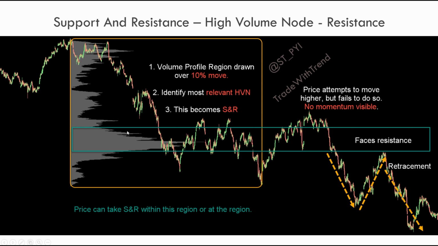But look what happens. Because there is so much volume distribution that has happened, price tries to break out, but it again fails. And then finally it breaks this level and moves down. Again, remember, I've not chosen one particular level as resistance or support. What I've done is I've marked out an entire region.